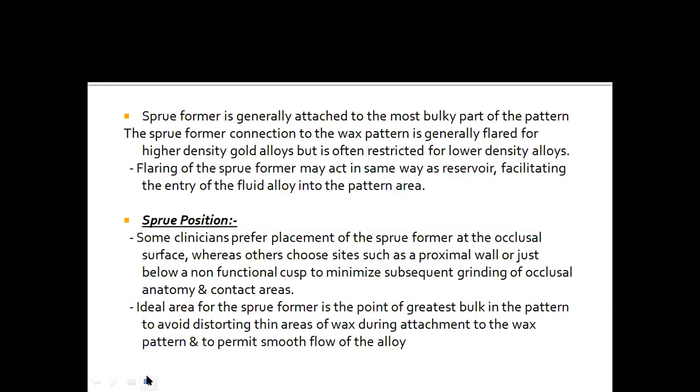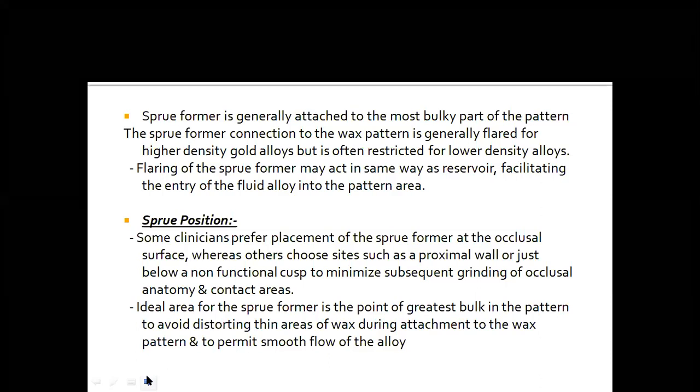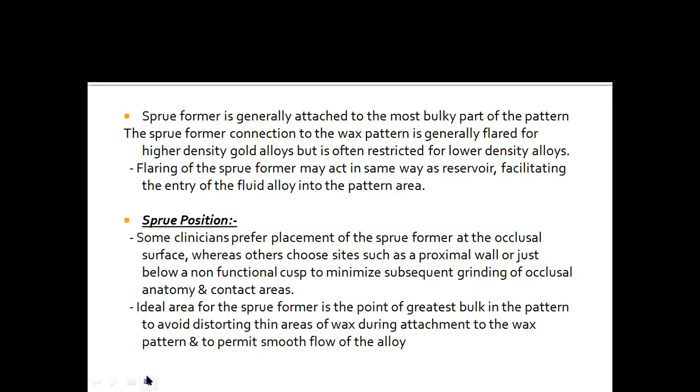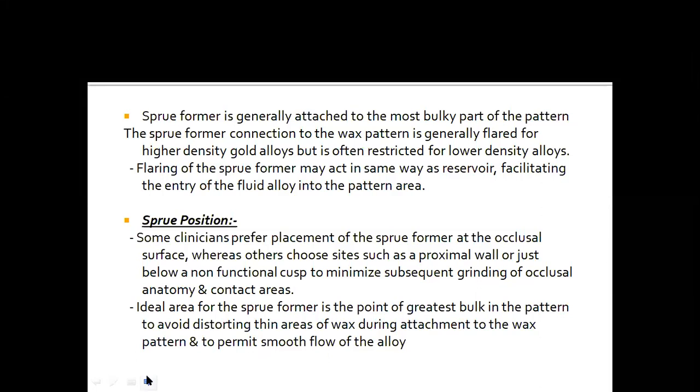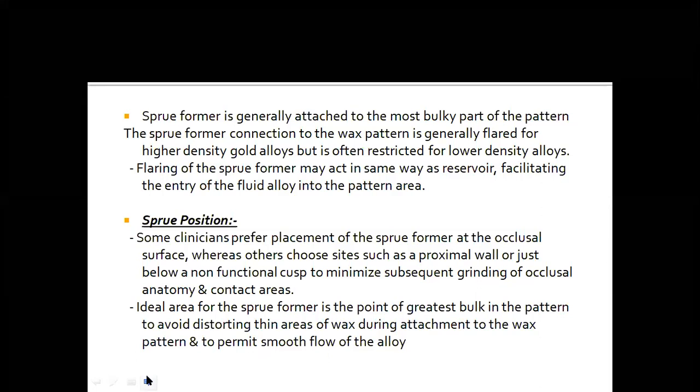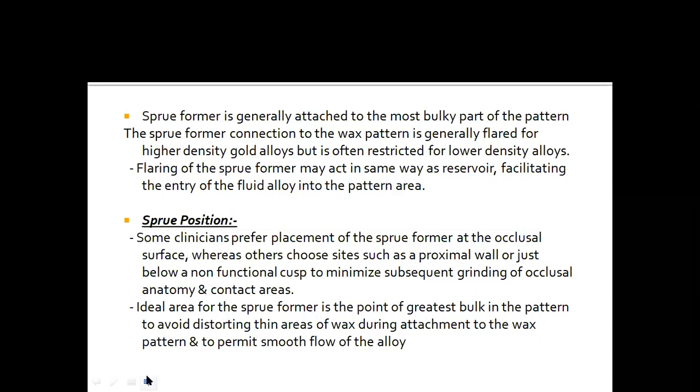Now, sprue position: some clinicians prefer placement of the sprue at the occlusal surface, whereas others choose the proximal wall, that is, at or below the marginal ridge, or just below a non-functional cusp, because we don't need to do major occlusal corrections. Otherwise, when you attach the sprue onto the occlusal surface, you have to grind the occlusal anatomy also. So the sprue is attached just below the non-functional cusp, to prevent grinding of occlusal anatomy and contact areas.